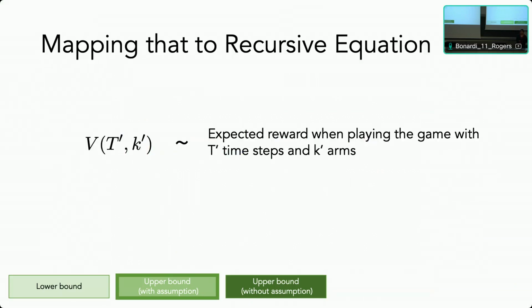So we can define a recurrence v of t prime, k prime, which is related to the expected reward when playing the game with t prime time steps and k prime arms. I say related to because, again, there are some subtleties which are addressed in the paper, but you can think of it as this expected reward for now.